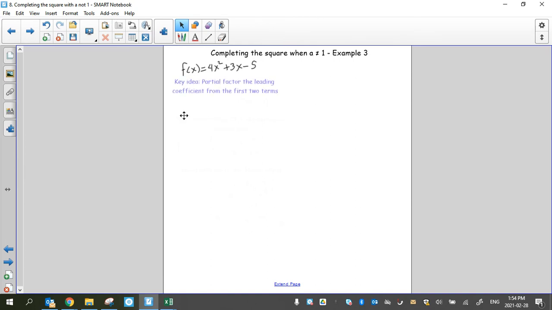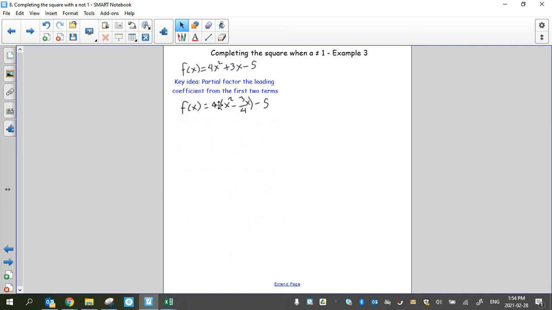We are going to partial factor this time the 4 from our first two terms. When we do that, our bracket expression becomes x² + 3/4 x, because when we factor the 4 out, we have to divide by 4. That's really what we're doing. Dividing the 4x² by 4 gives us 1, dividing 3x by 4, we end up with 3/4, and the −5 stays the same.